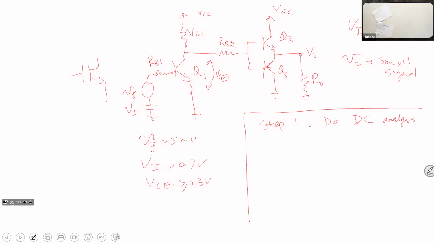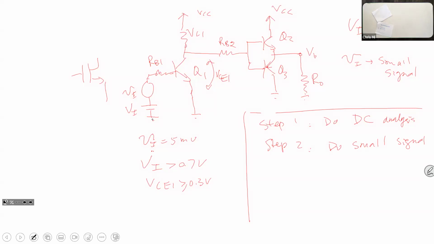So step one, you do DC analysis. This is sometimes also called DC biasing calculations. You find all the DC voltages and DC currents at each node and each branch. And then the second step will be doing the small signal. Now, of course, we're not going to do small signal yet today because we're going to start that next week.